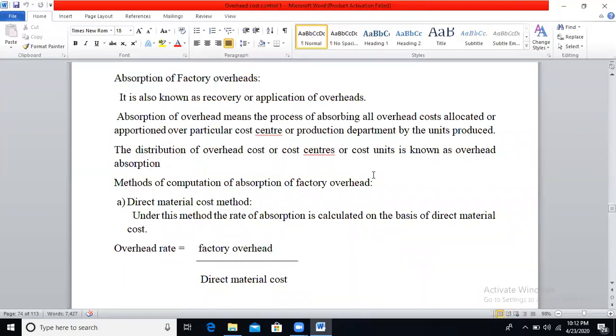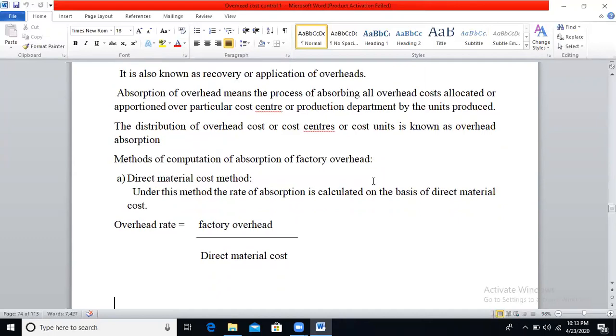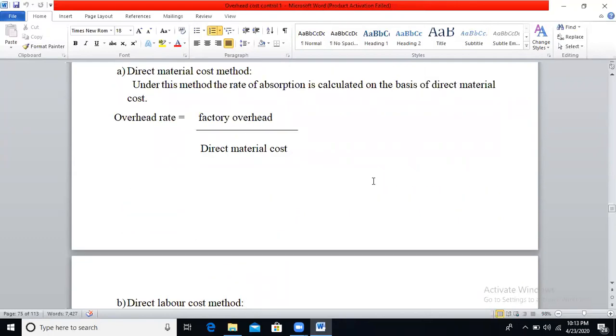So we follow different methods for computation of absorption of factory overhead. The first method is the direct material cost method. Under this method, the rate of absorption is calculated on the basis of direct material cost. So overhead rate or absorption rate is equal to factory overhead divided by direct material cost.